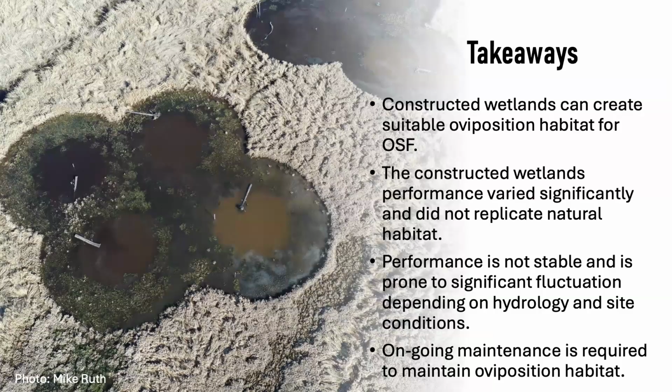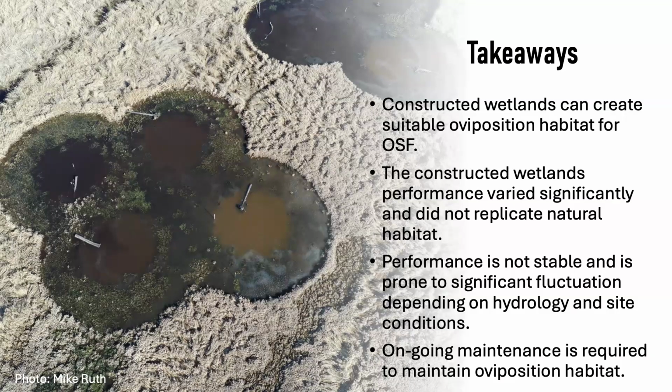Okay, so let's talk about takeaways. First, the constructed wetland did create suitable habitat for oviposition. It was challenging to get all the variables and factors to align perfectly. But regardless, Oregon spotted frog did lay eggs in both 2024 and 2025 in the constructed wetland. So that tells us that it is providing habitat.